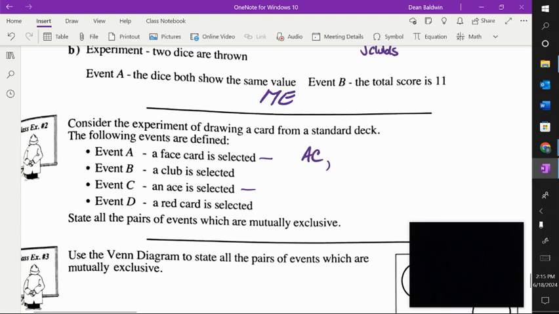We draw a face card and we get a red card. Those are not mutually exclusive. If we select a club and an ace, can you get the ace of clubs? Yes, you can. So those are not mutually exclusive. If you draw a club, can it be a red card? No, so those are mutually exclusive.